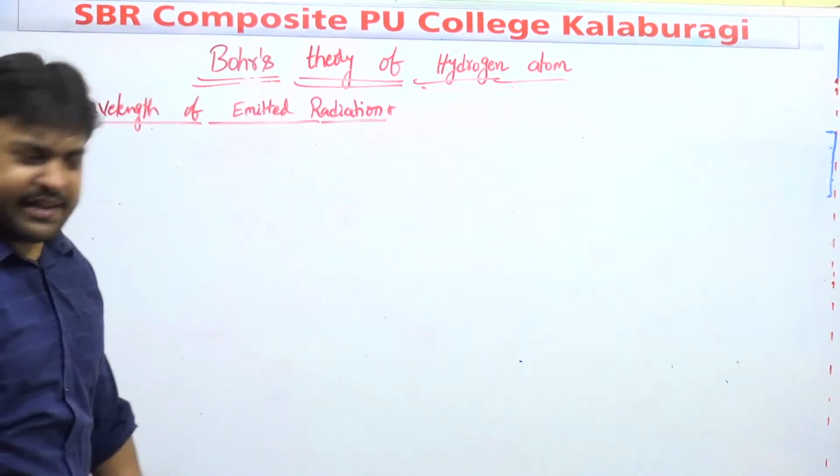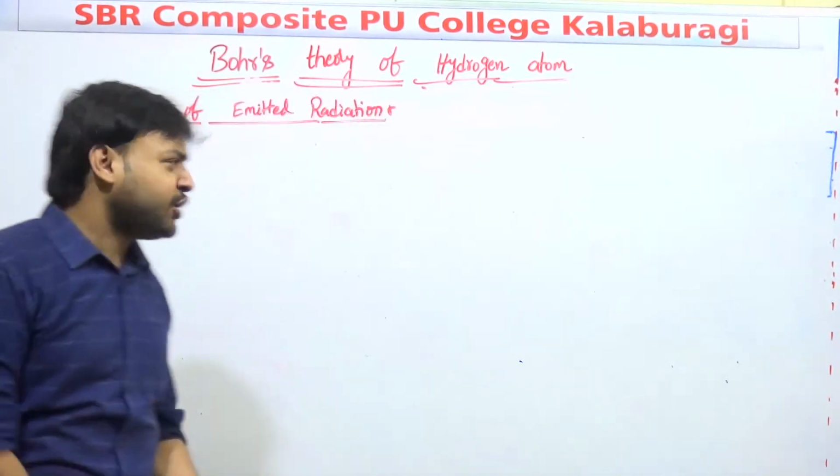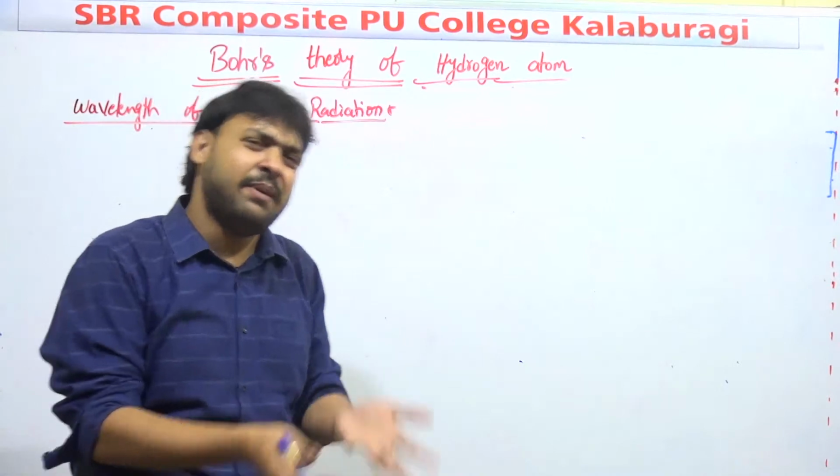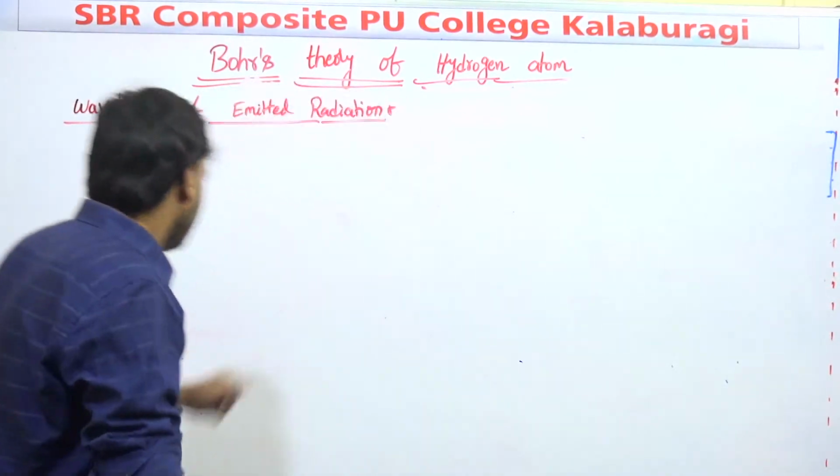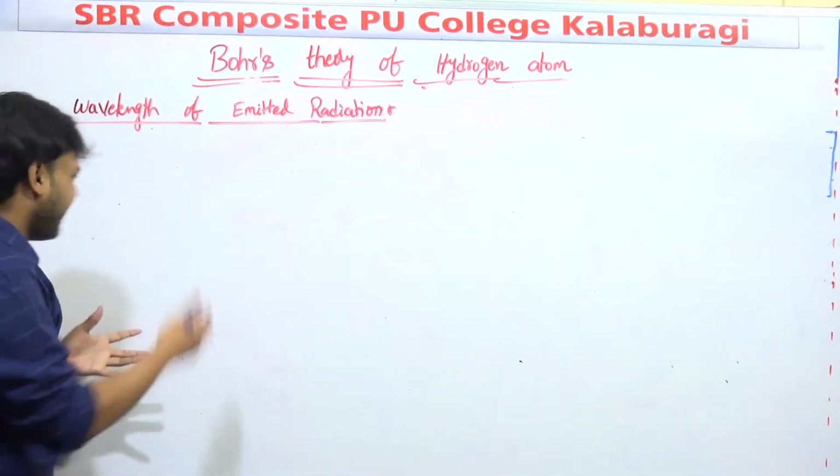Wavelength of emitted radiation, right? So, how to calculate this? What do you mean by that emitted radiation? Clear about the point? Now, we will see according to the diagram.